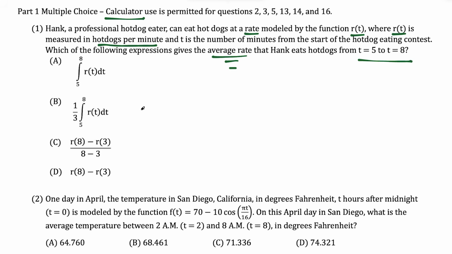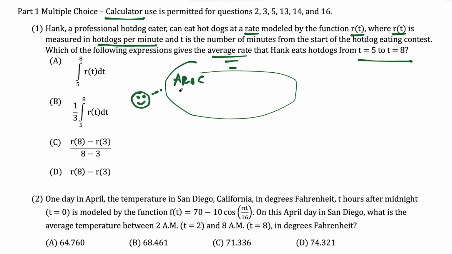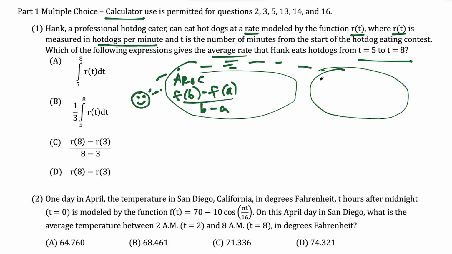For this question, we have to make sure that we choose the correct formula. The two formulas that I think of when I hear "average": first, the average rate of change formula, f of b minus f of a over b minus a. We learned this early in the course. It's technically even an Algebra 1 formula, but it shows up in calculus a lot. And then the average function value formula, which we have to know as well: 1 over b minus a times the integral from a to b of f of x dx.